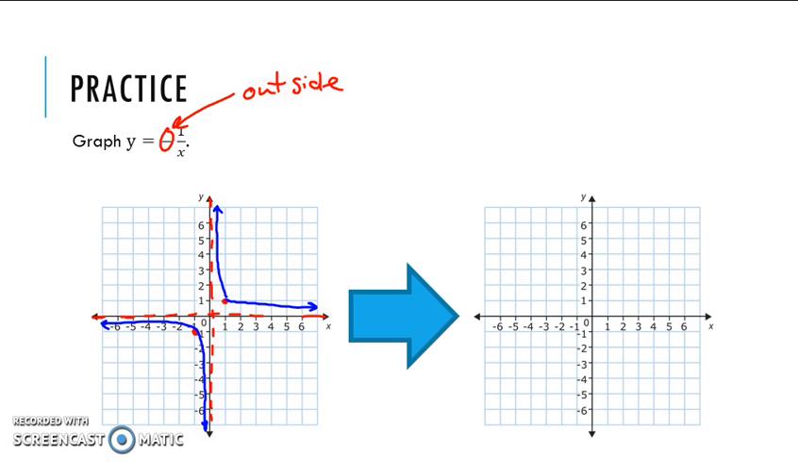That's going to cause a vertical flip. So whatever's up top flips down to the bottom. Whatever's on the bottom flips up to the top. Our asymptotes are not going to change. But since I had a point up top, it now moves to the bottom. And since I had a point down below, it's now going to move up.